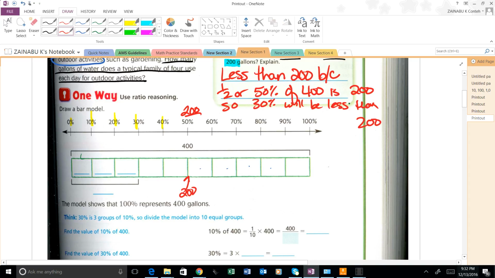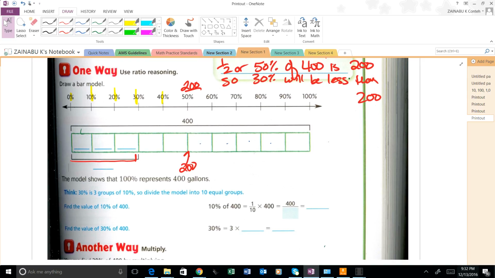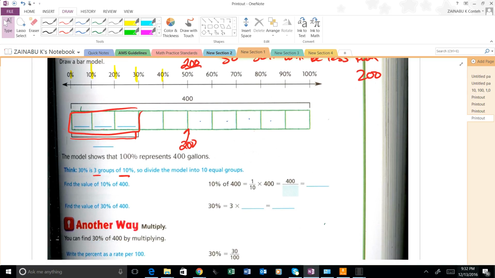But I'm only concerned with these first 3 boxes. And the reason why is because 30% is really just 3 groups of 10%. So as this model divided for us nice and evenly, 10%, 10%, 10%, 10%, this 10% plus 20 plus 30 plus 40 plus 50, all the way up to 100, I'm only really going to concern myself with these first 3 boxes here. Well, find the value of 10% of 400.